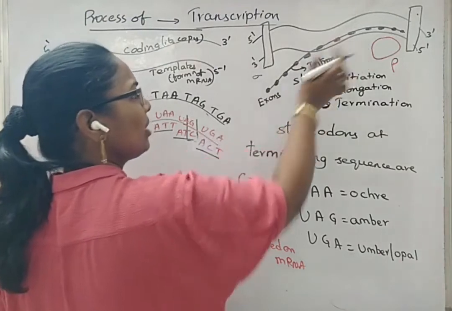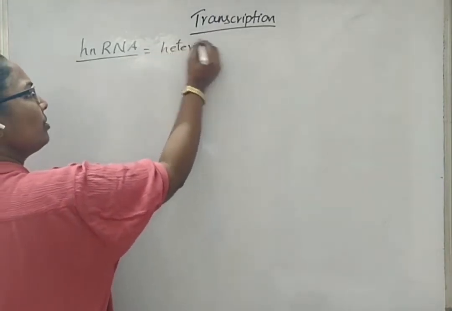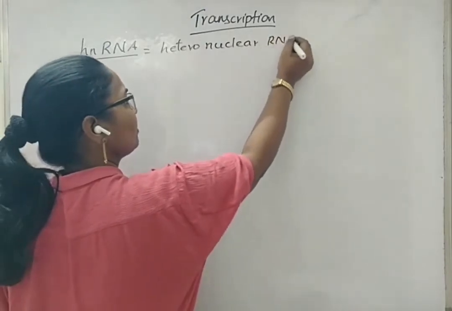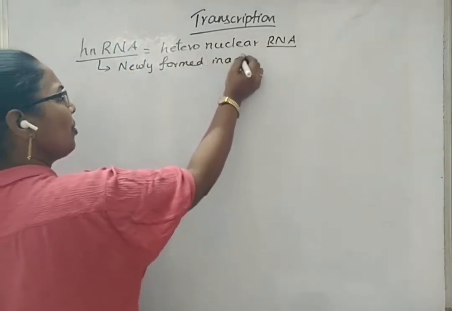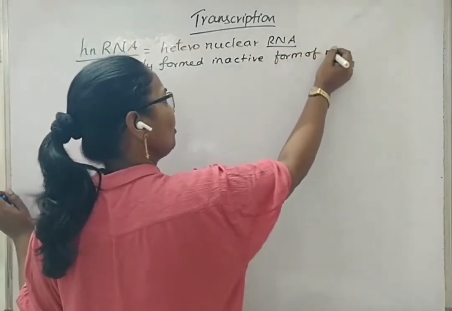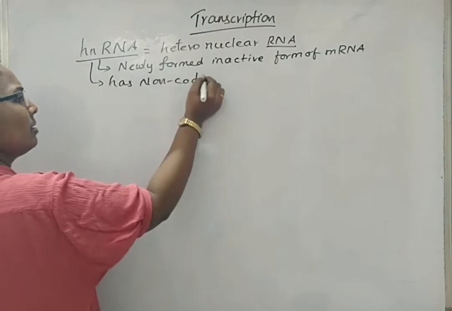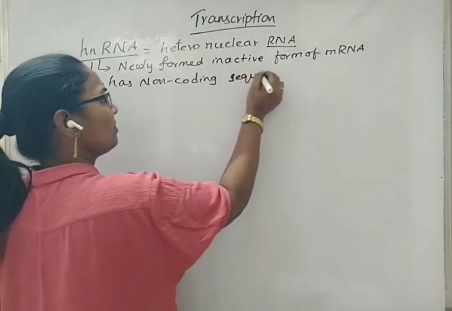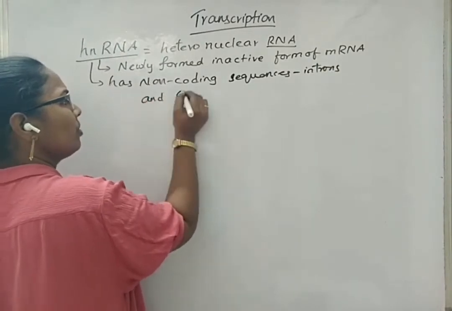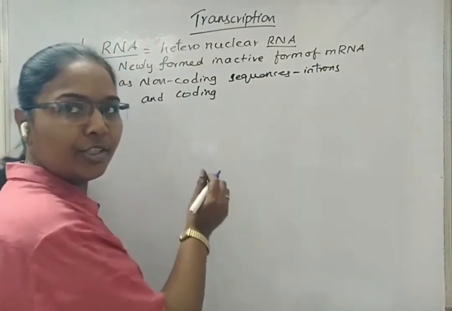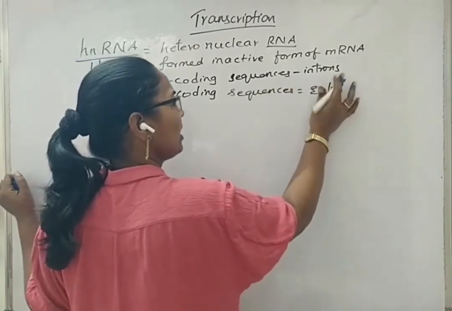Now we have got here one heteronuclear RNA. We will see about that. HnRNA means heteronuclear RNA. This is also considered as newly formed inactive form of mRNA. Now, it has non-coding sequences called introns. These do not translate for proteins. And coding sequences which are involved in the process of translation are called exons.